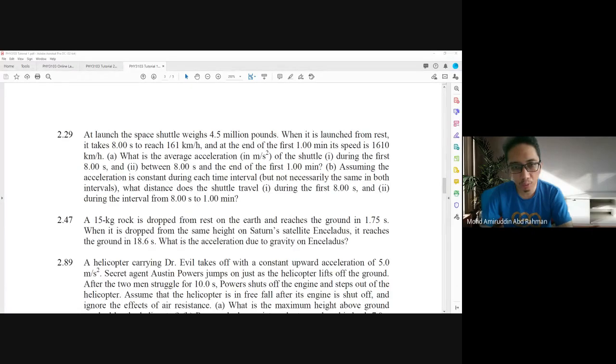And then for number 2, the answer will be 12,800 meters, or equivalently 1.28 times 10 to the power of 4. So that's the answer for 2.29.